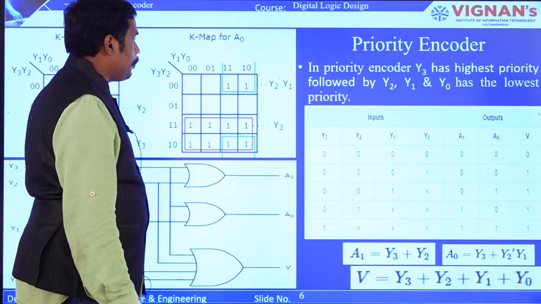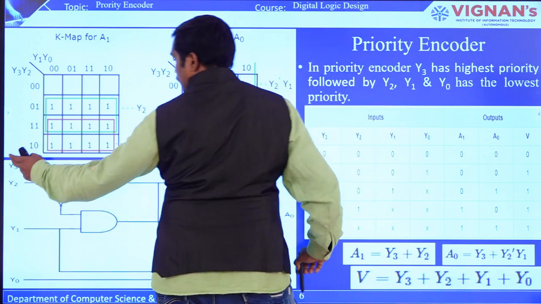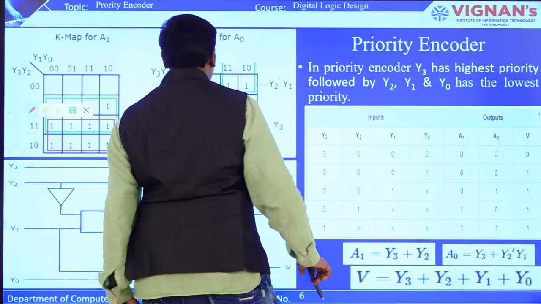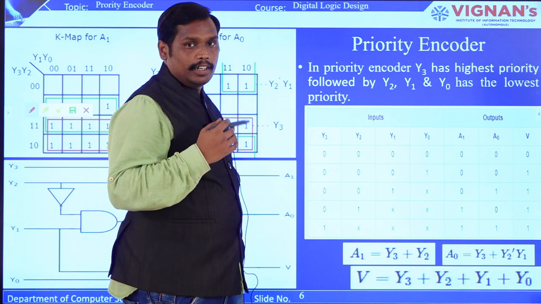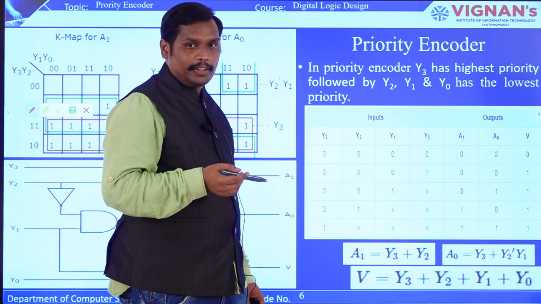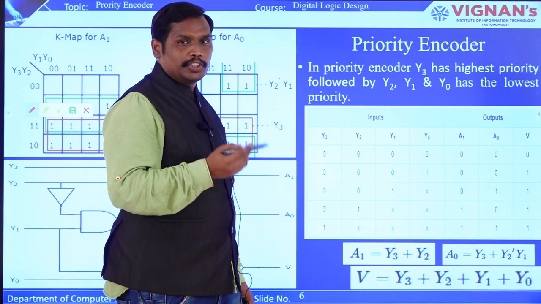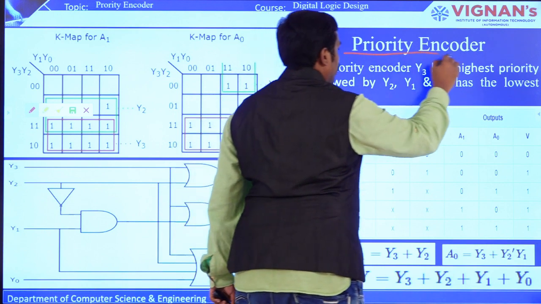So now coming to the priority encoder. Okay, so this is what we call a priority encoder. The name itself says priority. Whenever you see an encoder, if there are more ones, that is, more inputs are active, then there is a problem of which particular operation should be selected. So here this is the priority encoder.